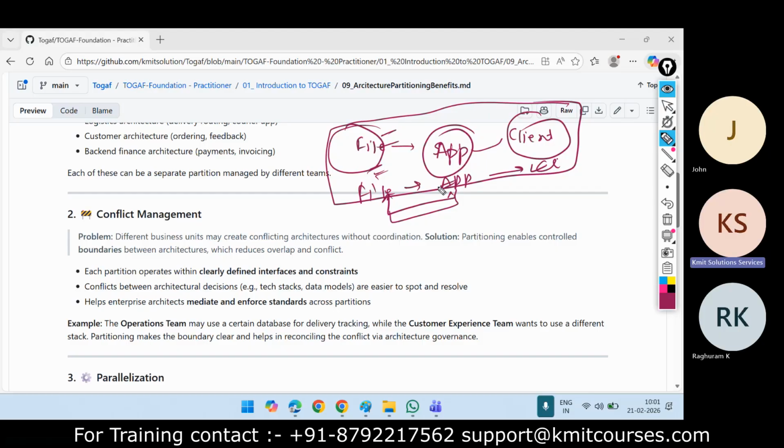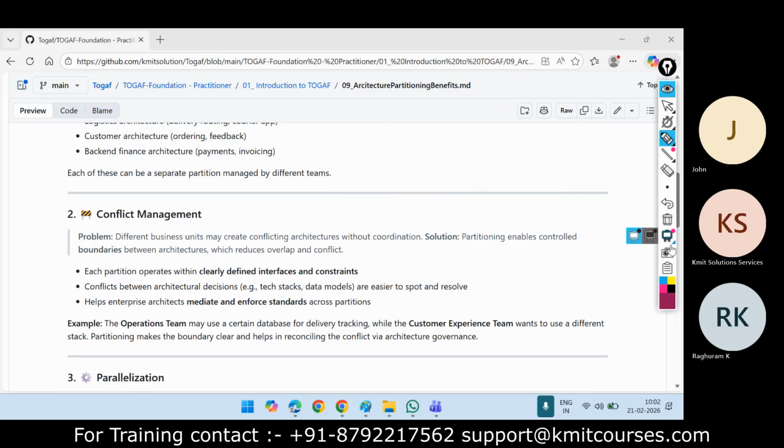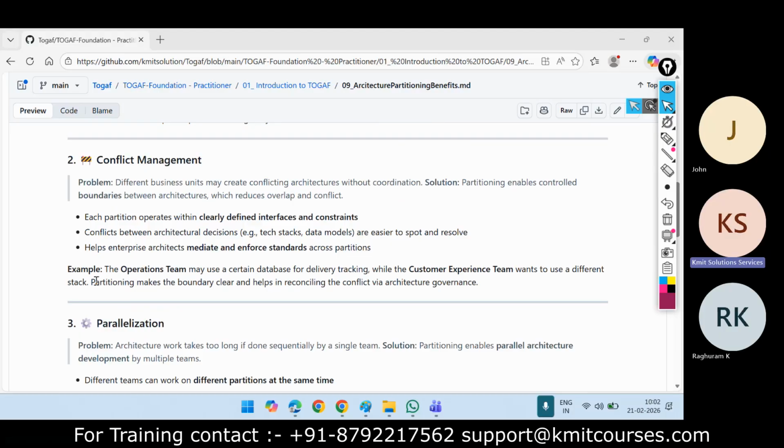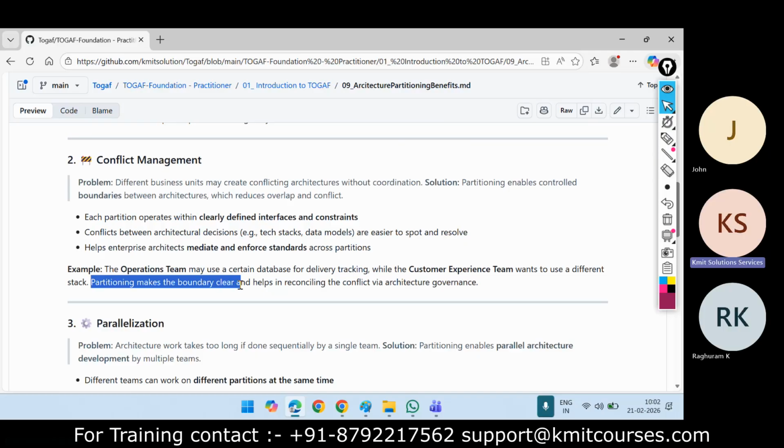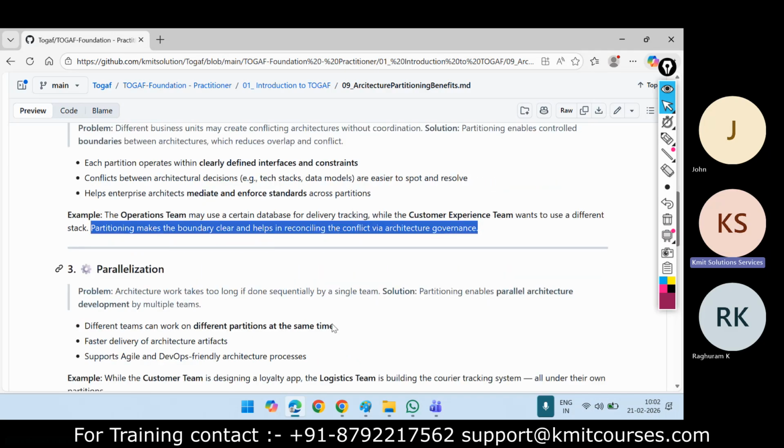But if you are having the partitions, then it will be easy to understand the flow, easy to find the issue, and we can manage these conflicts. So for example, the operation team may use a certain database for delivery tracking, while the customer experience team wants to use different stacks. Partitioning makes the boundary clear and helps reconcile the conflict via architecture governance.